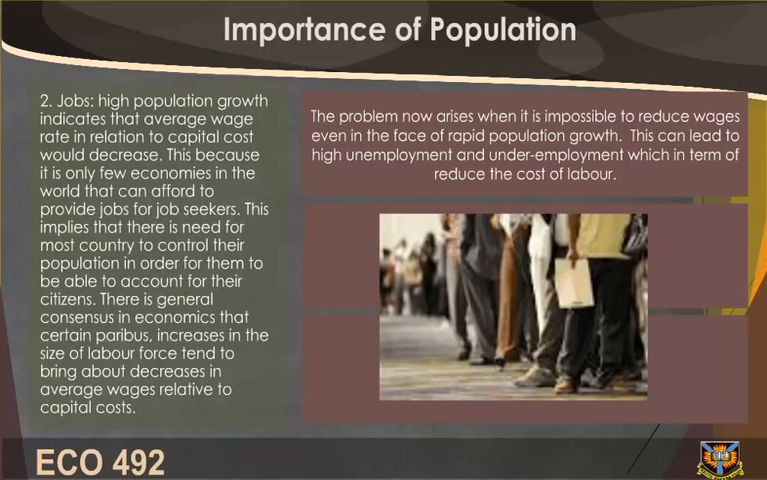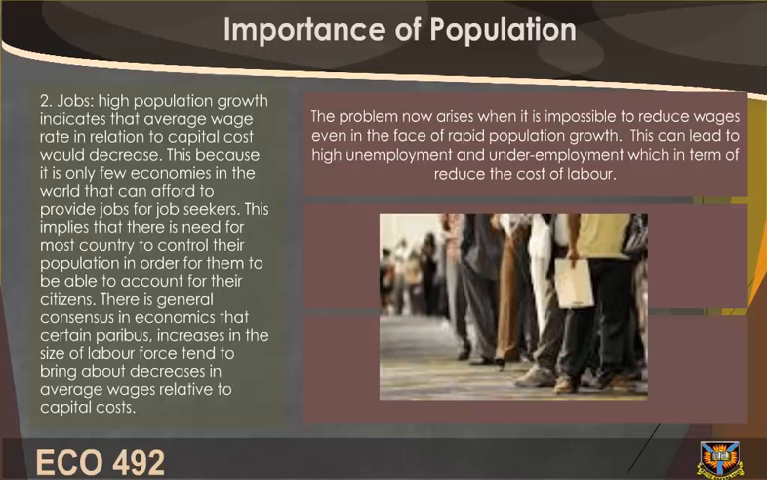2. Jobs. High population growth indicates that the average wage rate in relation to capital cost will decrease. This is because only a few economies in the world can afford to provide jobs for job seekers. This implies that most countries need to control their population in order to be able to account for their citizens.